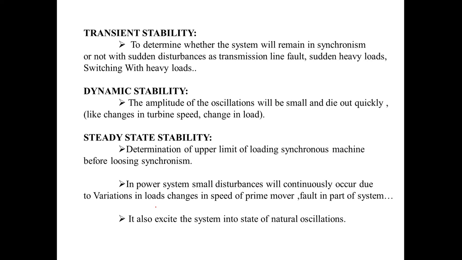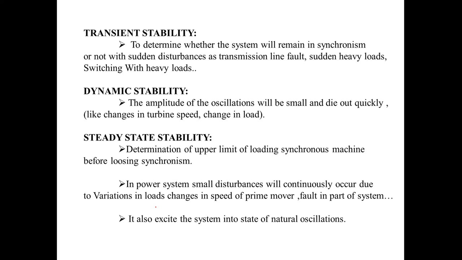It is mainly to determine whether the system remains in synchronism when there is some sudden disturbance in a transmission line, heavy loads, or switching with heavy loads. Mainly these characteristics lead to loss of synchronism. The main aim of transient stability is to determine whether the system is in synchronism.